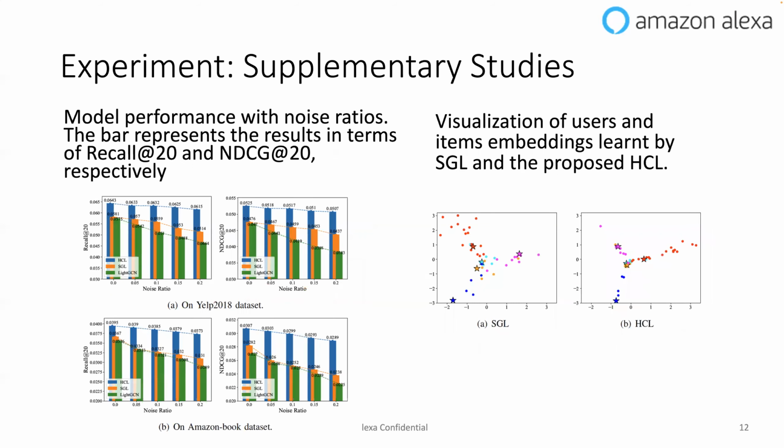We also do some other supplementary studies. For example, we compare the model performance with noisy ratios, and the bars represent the results in terms of recall and NDCG respectively. And in the end, we also visualize the user and item embeddings learned by SGL and the proposed HCL.